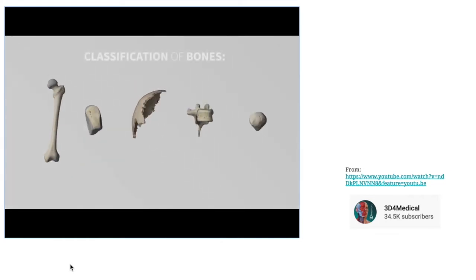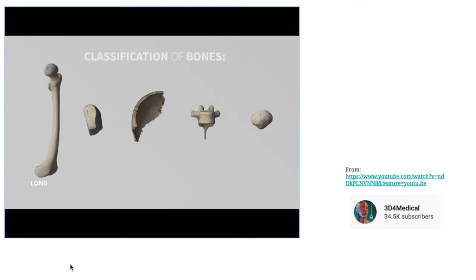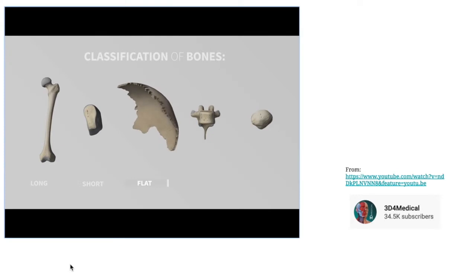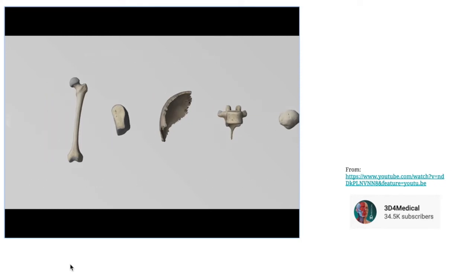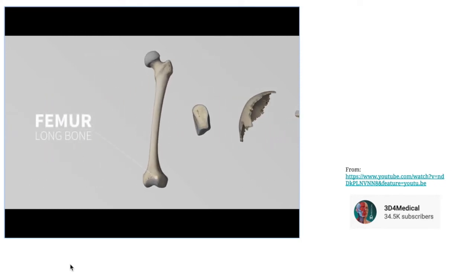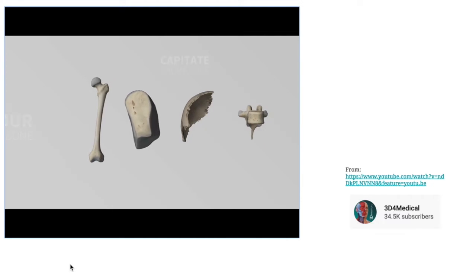The bones of the skeleton are categorized into 5 separate groups based on their shape: long bones, short bones, flat bones, irregular bones, and sesamoid bones. Long bones have a tubular shaft and are found in the limbs such as the femur. Short bones are cuboidal and are found in the ankle and wrist, such as the capitate bone of the wrist.